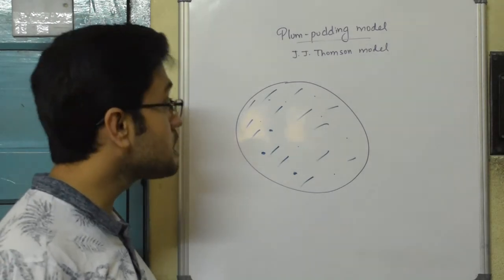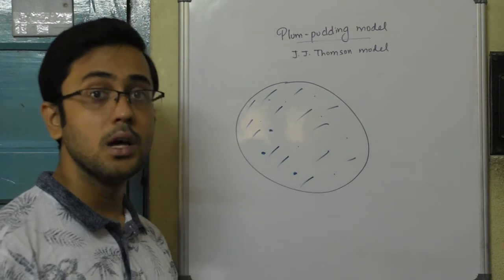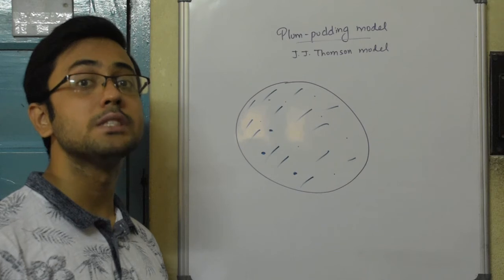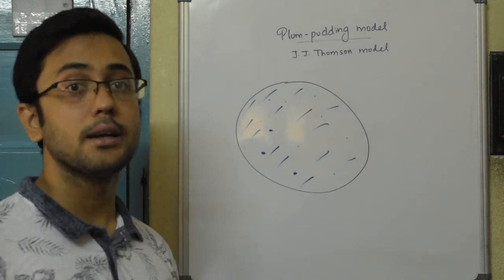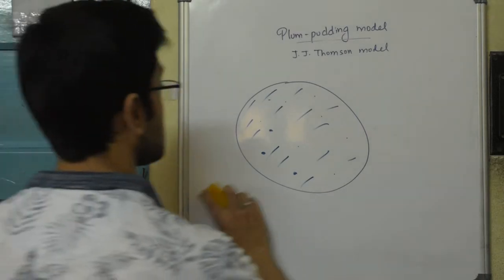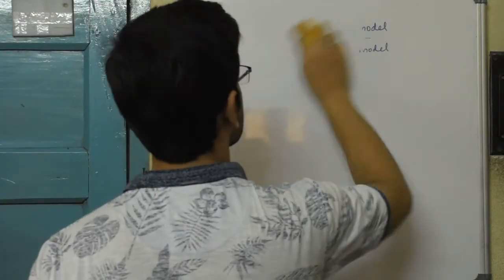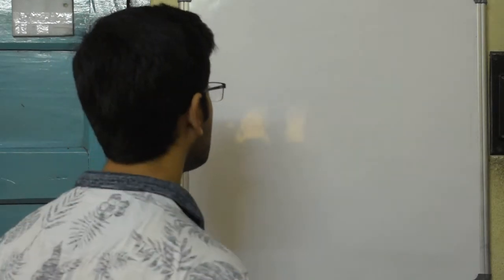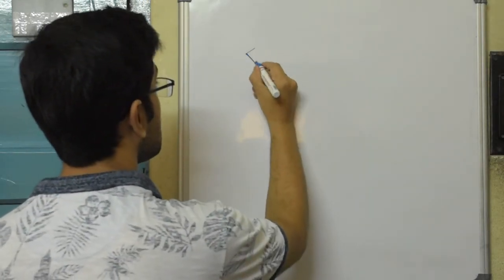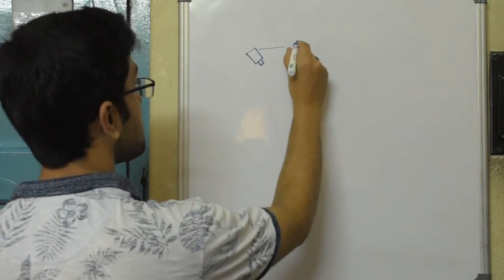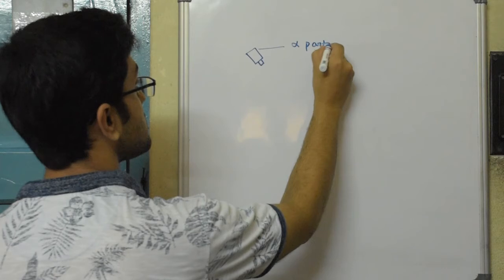But it was found out that the J.J. Thomson model has certain flaws, because of which Goldstein performed further experiments in order to study the atomic model, and in that some other inferences came to light. So what did Goldstein perform? Well, Goldstein took a source of particles. This was a source of alpha particles.